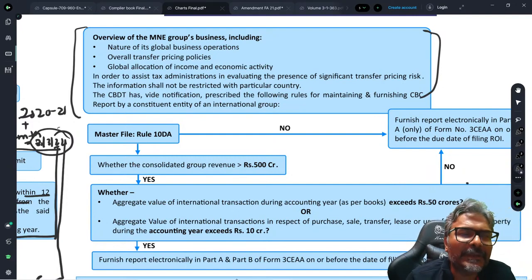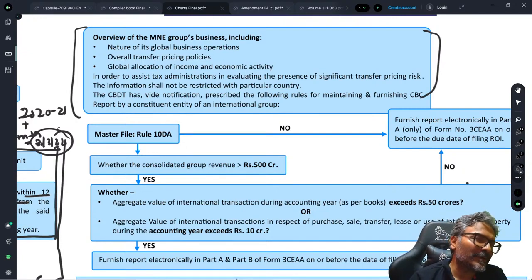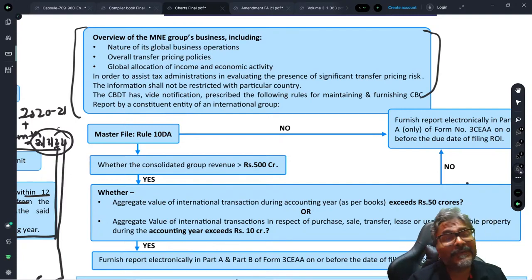General comparison, students. If Coca-Cola is in default, then only does it need to file. Suppose the first default is that Coca-Cola USA is not obligated to file the CBCR in the US. Then in that particular case, Coca-Cola India Private Limited will have to file the CBCR of all the 100 countries with the Indian Tax Authority. That is the first default. Under the US law, Coca-Cola USA may not be required to file the CBCR at all. So if that happens, then Coca-Cola India Private Limited will have to file all the 100 plus CBCR with the Indian Tax Authority.